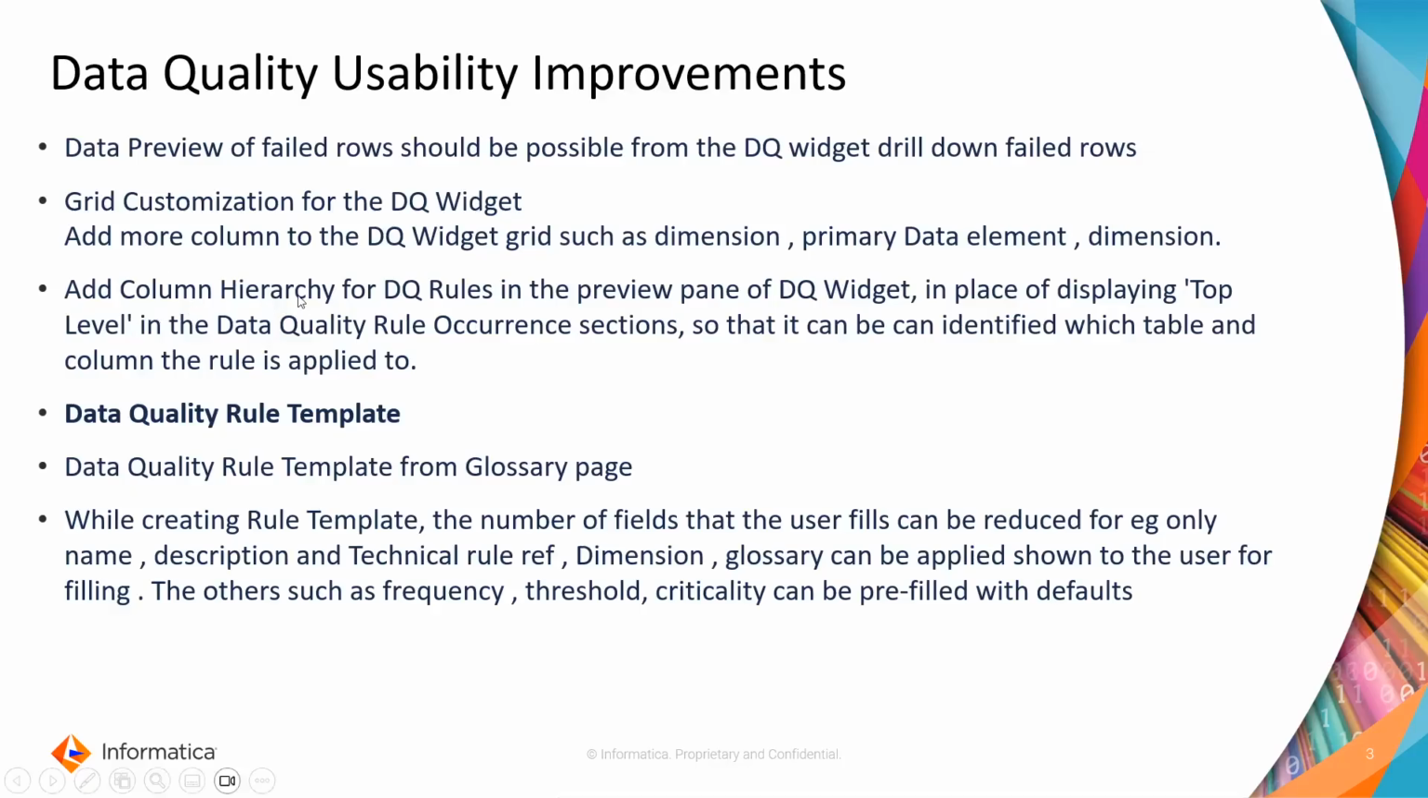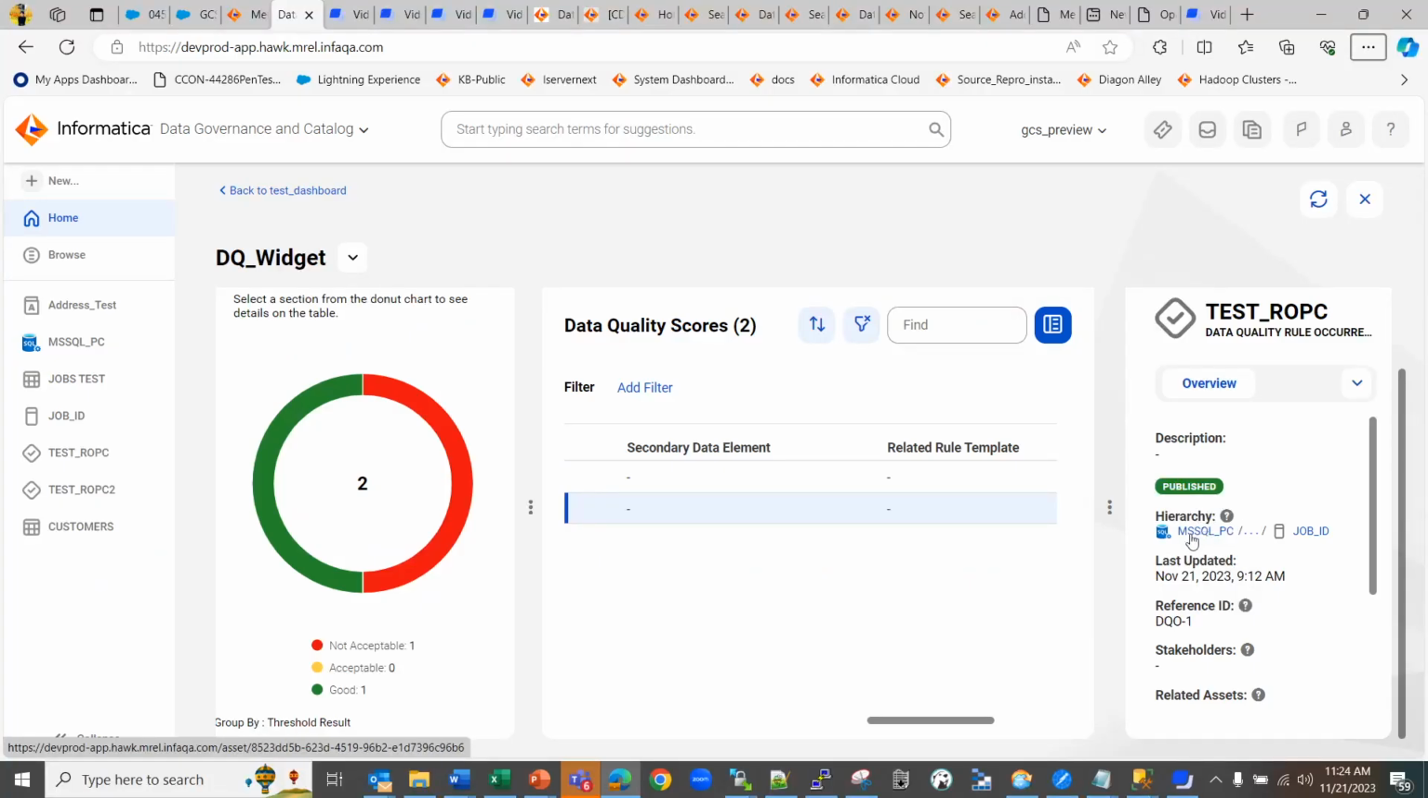Also, we can add the column hierarchy for the DQ rules in the preview pane of the DQ widget so that we can identify which table and column the rule is applied to. The same can be seen here. We have the hierarchy present so that we can identify which column and for which source the rule is applied to.